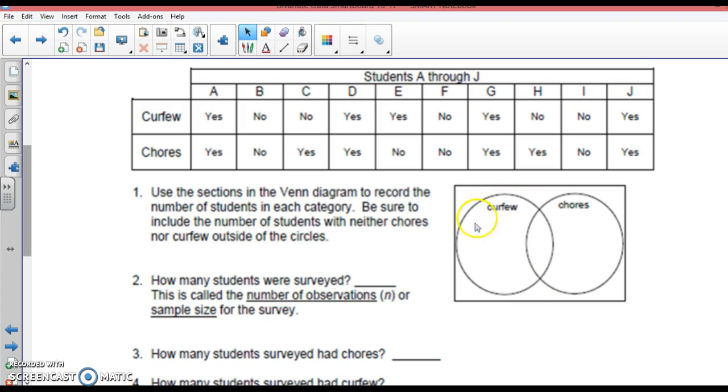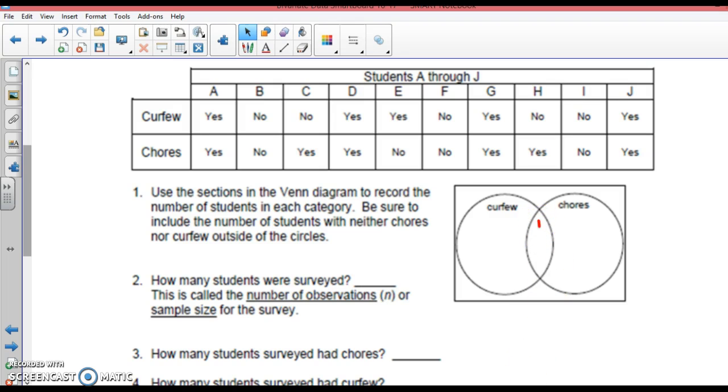So, look, inside this circle for curfew would be yes, they have a curfew. This would be yes to chores. This would be yes, curfew, and yes, chores. Out here would be no curfew and no chores. So, curfew and chores. Yes, yes.